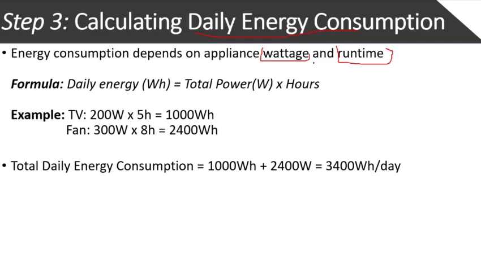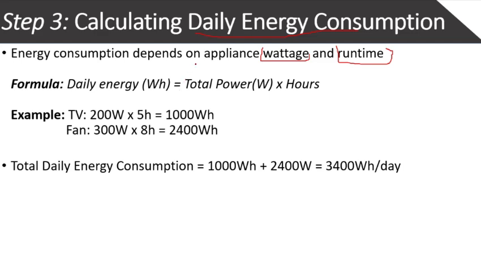If it is running for fewer hours, it means that it is consuming less energy in a day. The higher the number of hours, the higher the daily energy consumption. The lower the hours, if it is 1 hour, it will not consume a lot of energy. If it is 10 hours, the more the hours, the more the energy consumption. That's all I'm trying to say.